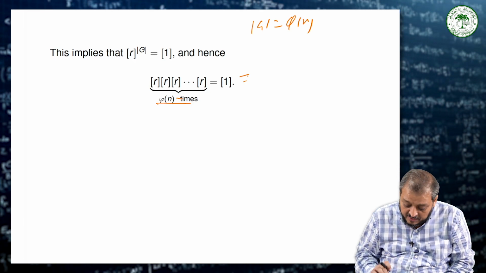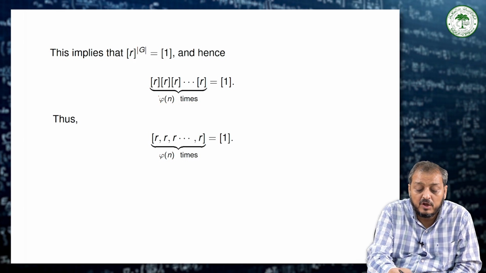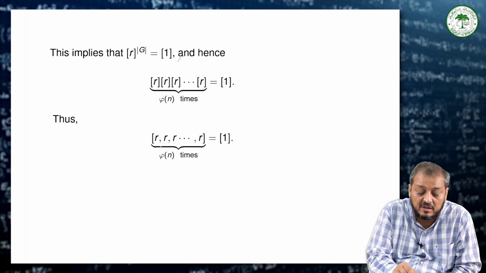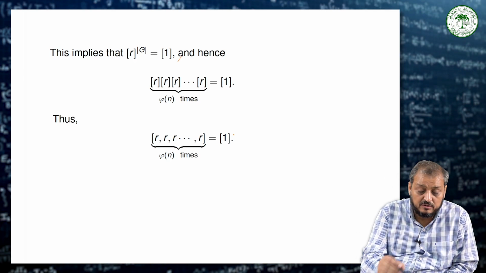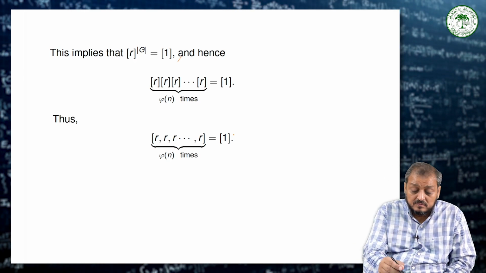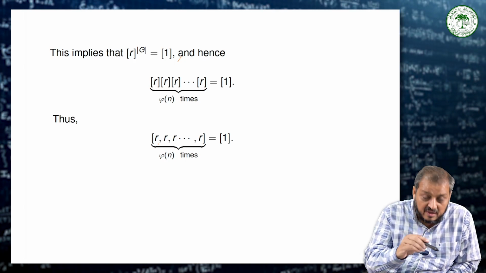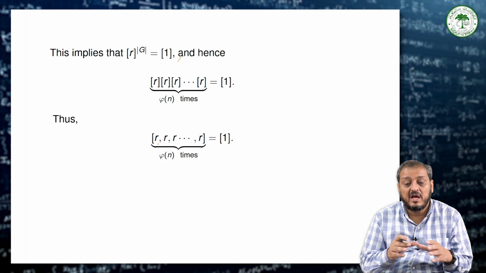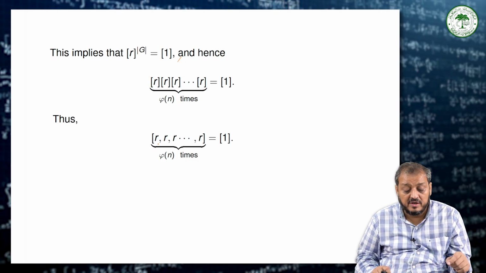So if it is written phi(n) times, by the property of equivalence classes we can write this, and it is equal to, again, phi(n) times, the identity element. So this can be written as the equivalence class of a^r, a product phi(n) times of a^r. So we just write this is equal to the identity.